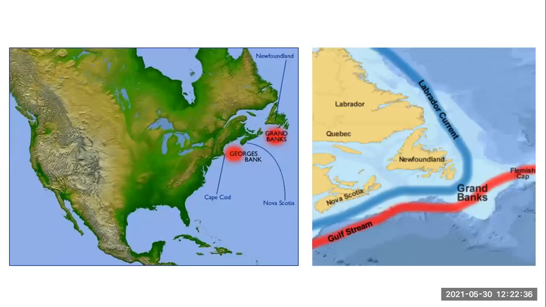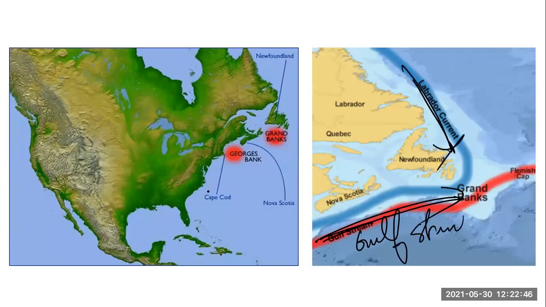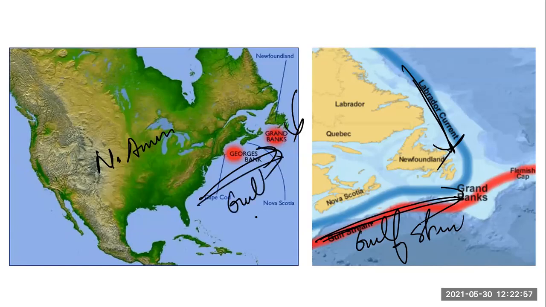I will give an example. Consider two currents, the Gulf Stream and the Labrador current. These two current systems mix towards the eastern coast of North America. The Labrador current is an example of a cold current, and the Gulf Stream is an example of a warm current.